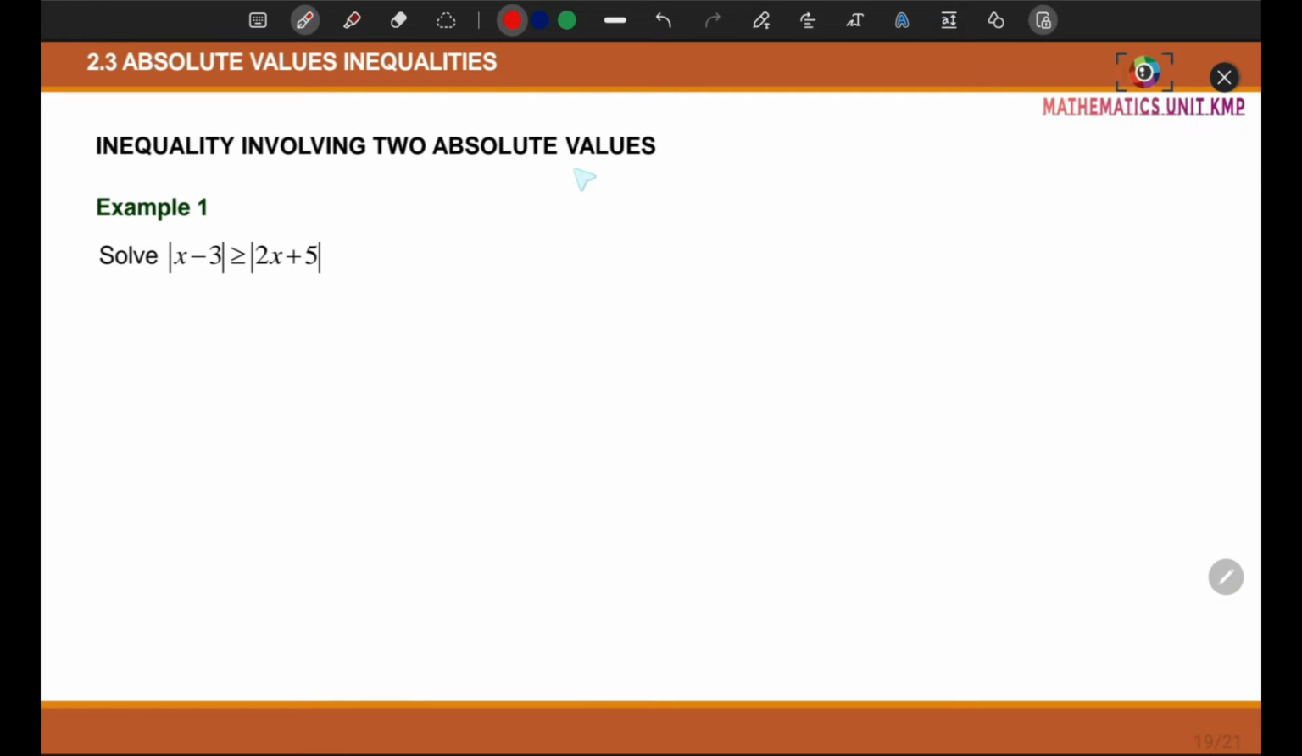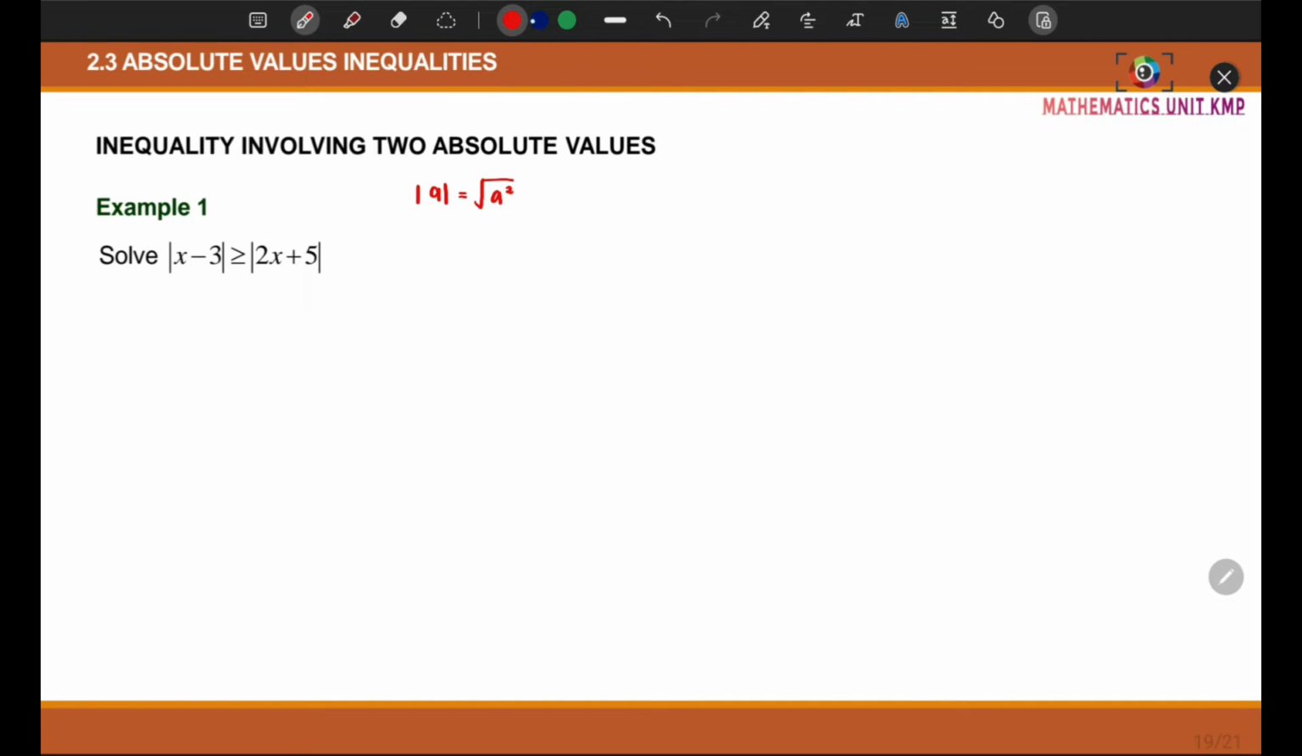Inequalities involving two absolute values. So example 1, we have to solve the absolute value of x minus 3 greater than or equal to the absolute value of 2x plus 5. For this inequality, we will use the method of squaring both sides. Do you still remember that by definition, the absolute value of a is equal to the square root of a squared?